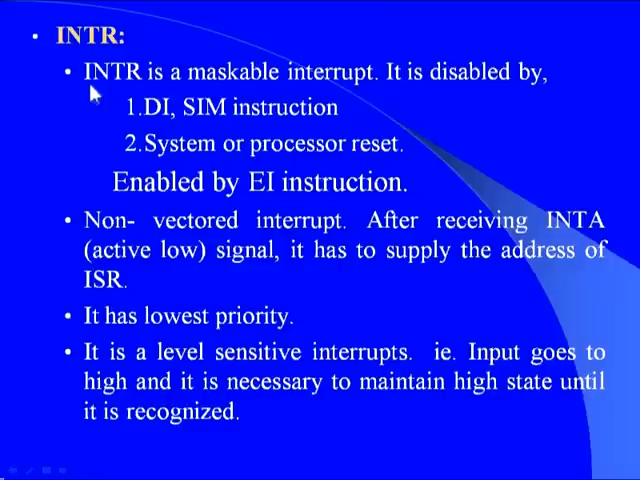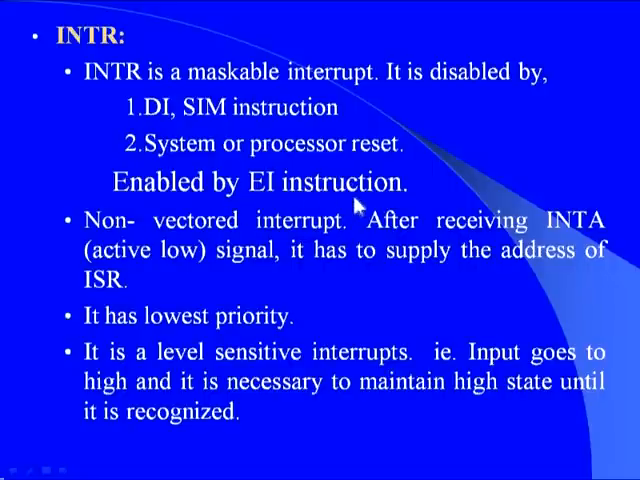The INTR is again a maskable interrupt, but it is not a vector interrupt. Unlike trap, 7.5, 6.5 and 5.5, which have a specific location to execute the ISR, for INTR the location is not defined. It can be disabled by using the DI or SIM instruction, or system or processor reset, or after recognition of the interrupt, and can be enabled by using the EI instruction.